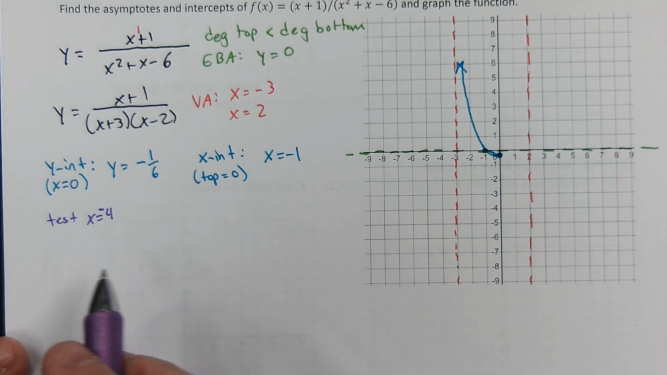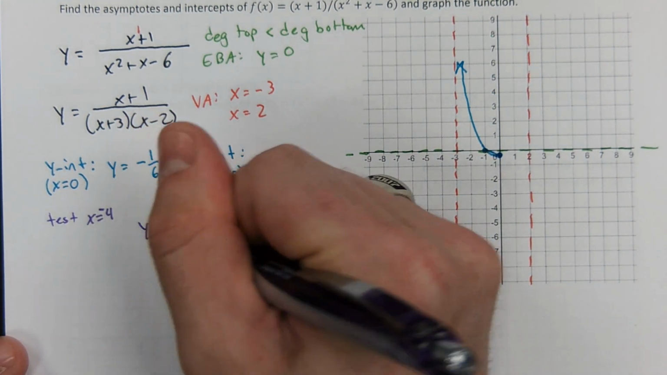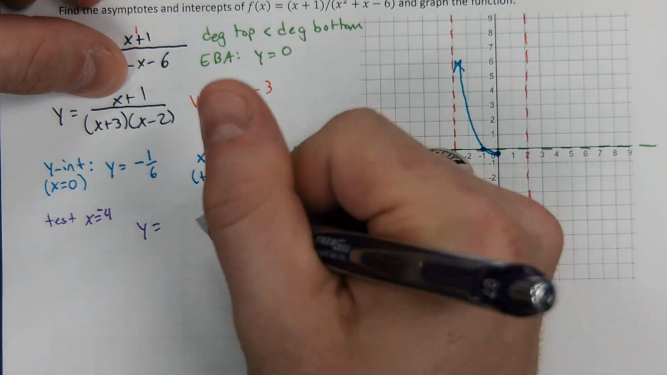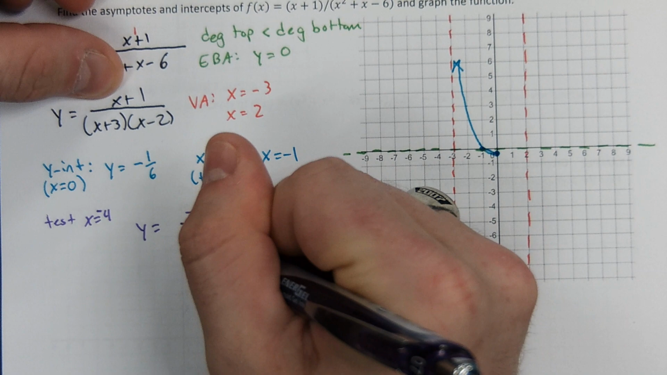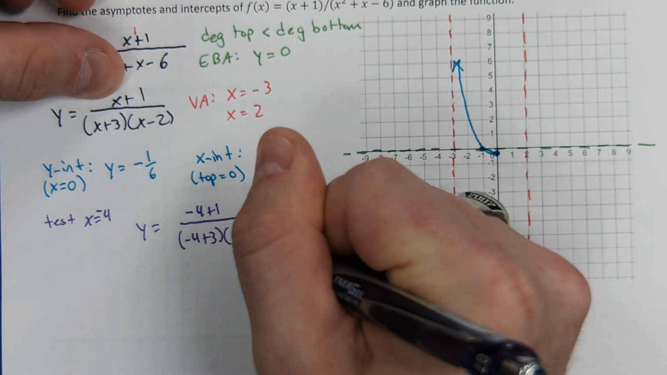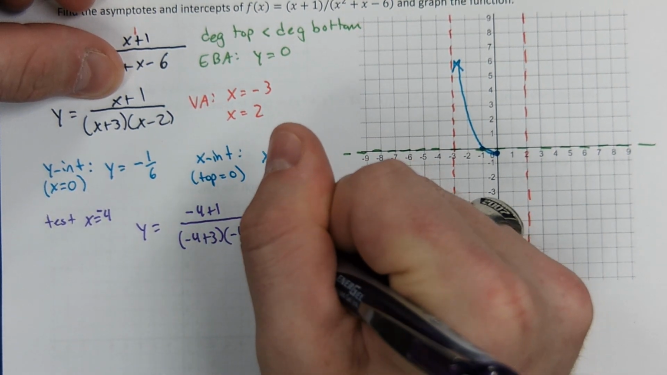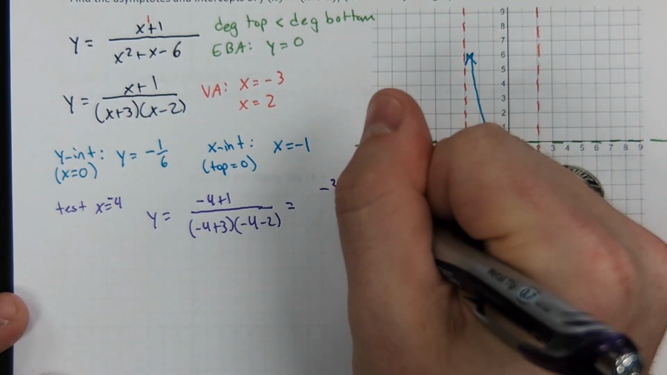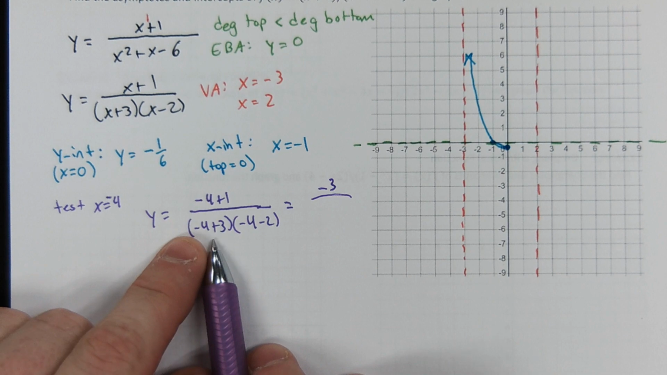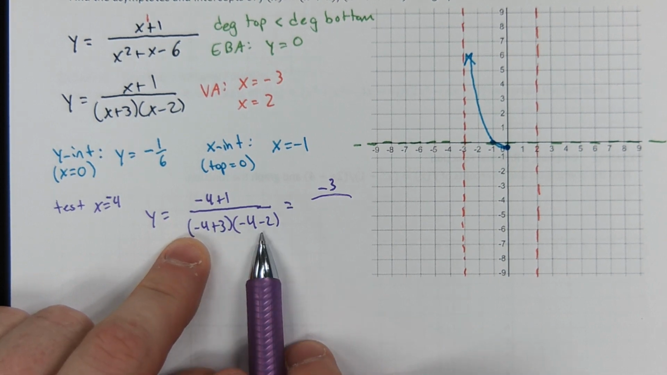So we're testing y, x equals -4. Let's see what we get. Y equals, I'm going to plug it into the factored form. I get -4 plus 1 over -4 plus 3 times -4 minus 2. That gets me -3 on the top. And on the bottom, this is -1 times -6.